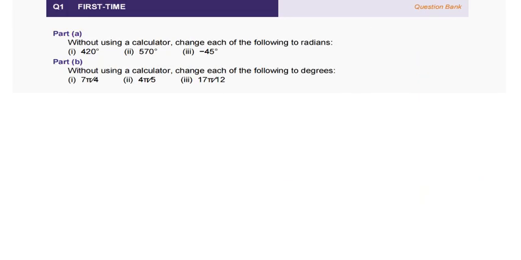Now the next question: we just want to know how to convert from degrees to radians. One thing you should know is that 2 pi is equal to 360 degrees.